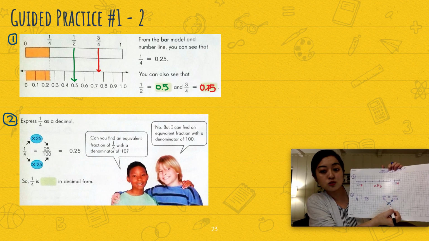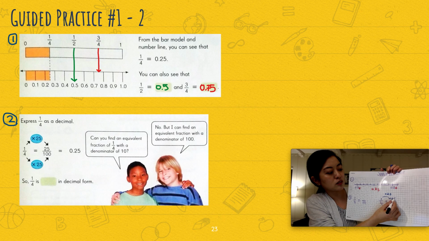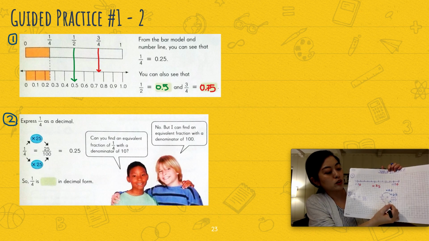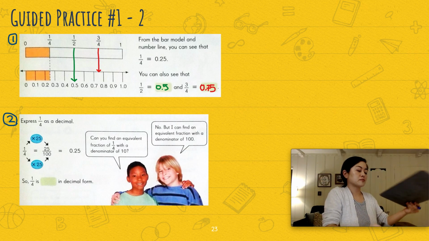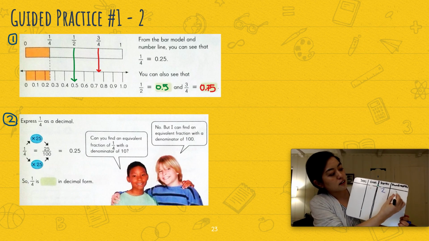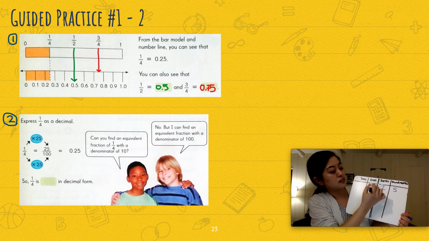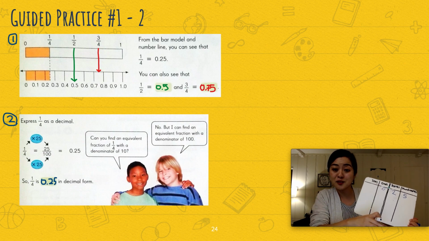And whatever I do to the denominator, I have to do to the numerator. 1 times 25 is 25. So 1/4 is equivalent to 25 hundredths. And 25 hundredths, if I write it in here, would be 0.25, like so.